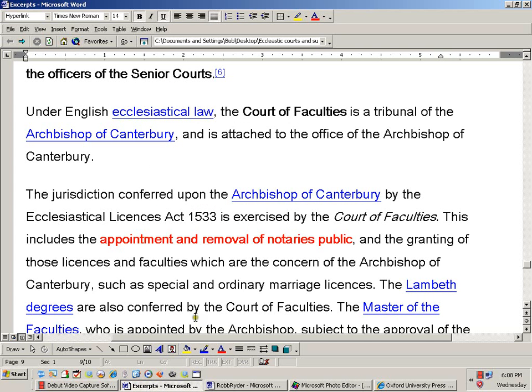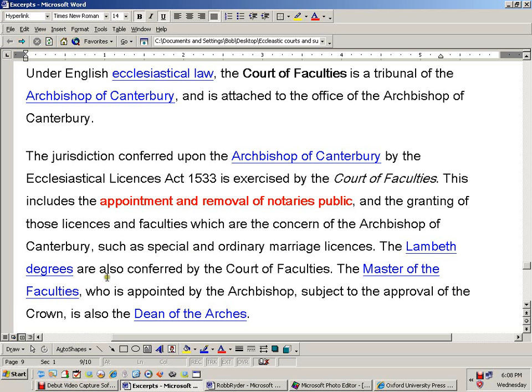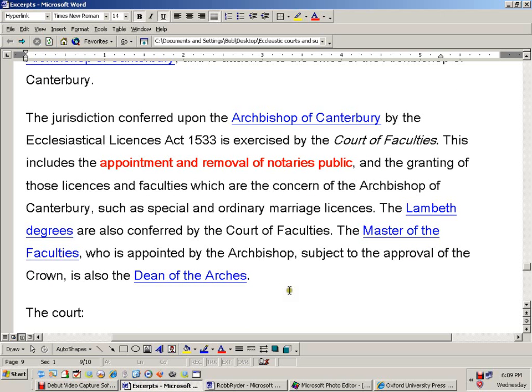The Court of Faculties is a tribunal of the Archbishop of Canterbury and is attached to the office of Archbishop of Canterbury, right? Ecclesiastic law, all right? The jurisdiction conferred upon the Archbishop of Canterbury by the Ecclesiastical Licences Act 1533 is exercised by the Court of Faculties. This includes the appointment and removal of notary publics. Notaries are under the jurisdiction. They come under the Archbishop. And the granting of those licenses and faculties which are the concern of the Archbishop of Canterbury, such as special and ordinary marriage license. Lambeth degrees are also conferred, and the Master of Faculties, appointed by the Archbishop, subject to the approval of the Crown, is also the Dean of Arches. And the Dean of Arches is an interesting guy too.